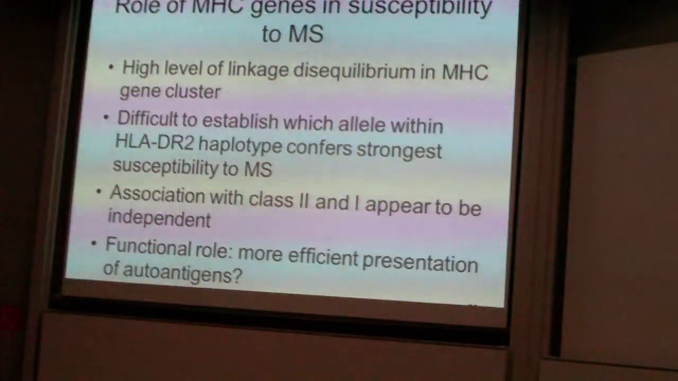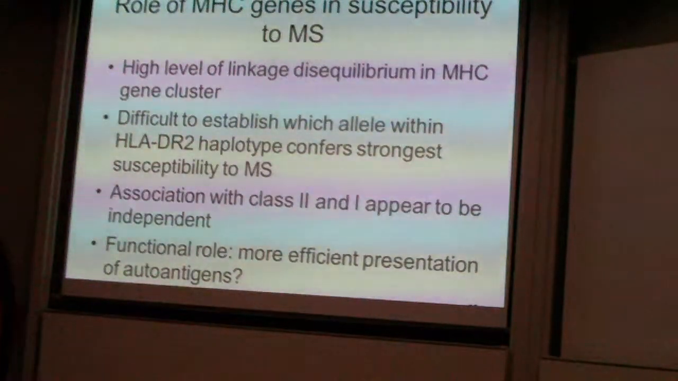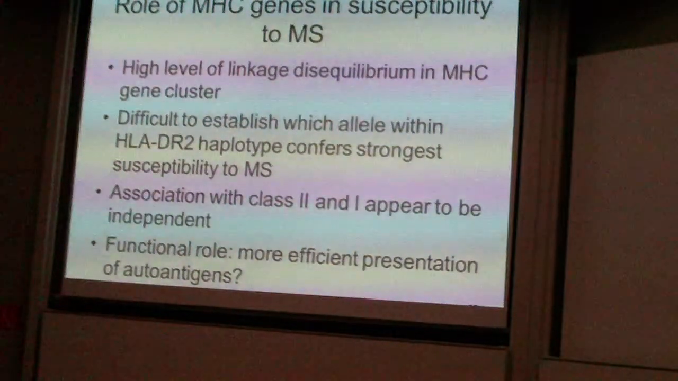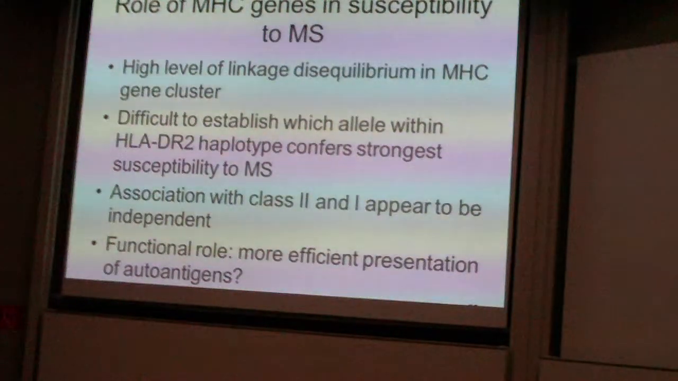One of the simple explanations could be, of course, that individuals who carry, let's say, HLA-DR2 have a better way to present specific antigens to the immune system. And maybe they present the antigens that are important in developing this autoimmune cascade of events.